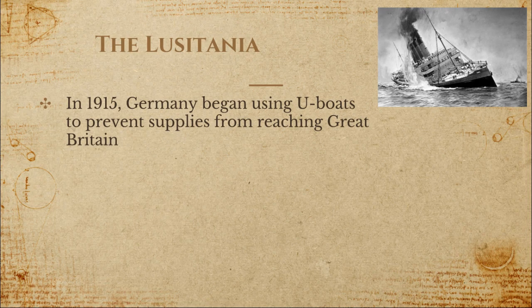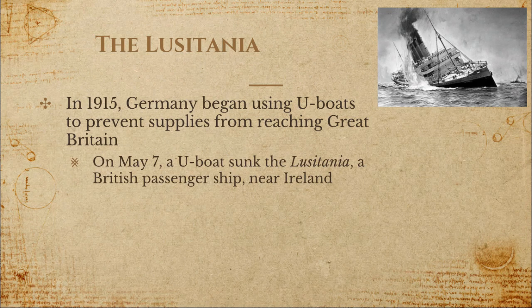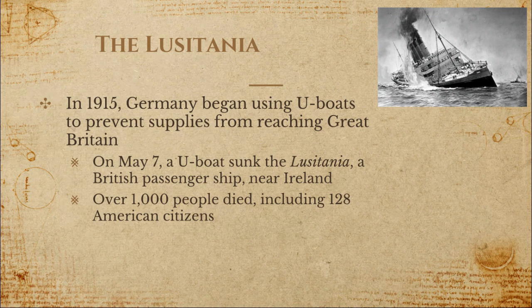Now, in 1915, Germany would begin using U-boats to prevent supplies from reaching Great Britain, as we discussed in the prior video. And on May 7th of that year, a U-boat would sink the Lusitania, which was a British passenger ship sailing near Ireland. Over 1,000 people would die in this attack, including 128 Americans.